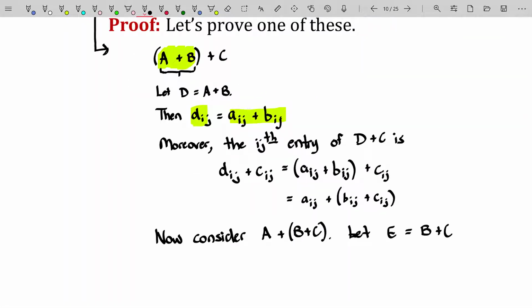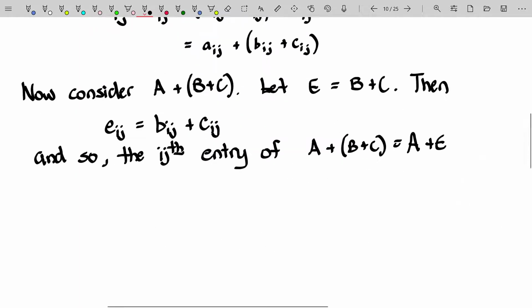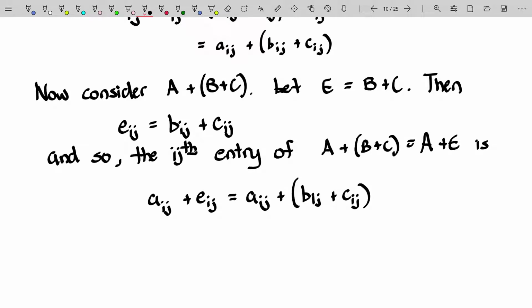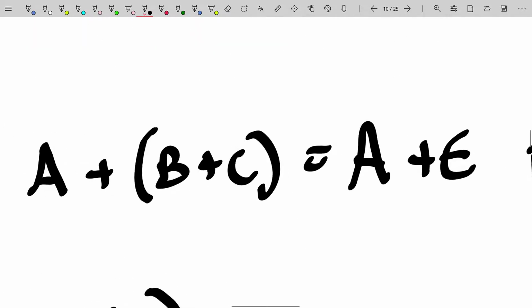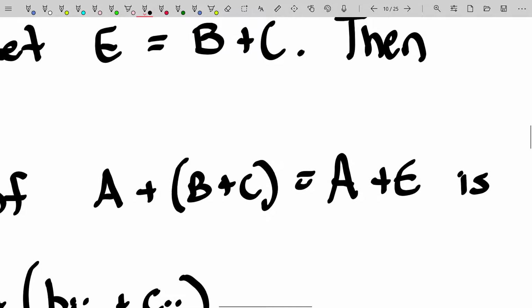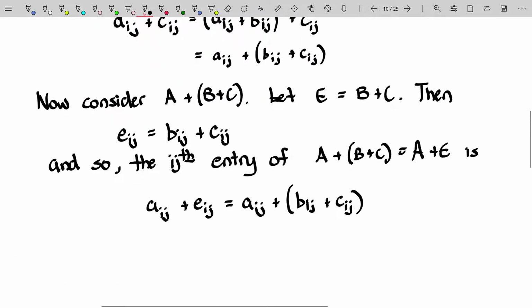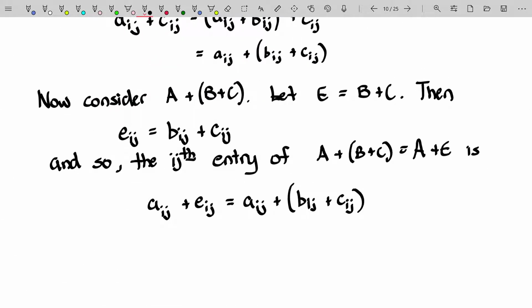We're going to let the new matrix E just be the sum of the matrices B and C. Then the ijth element of E is just the ijth element of B plus the ijth element of C. And so the ijth entry of the matrix sum A plus B plus C, which is the same thing, by the way, as A plus E, is going to be the ijth entry of A plus the ijth entry of E. But we know the ijth entry of E is B sub ij plus C sub ij.